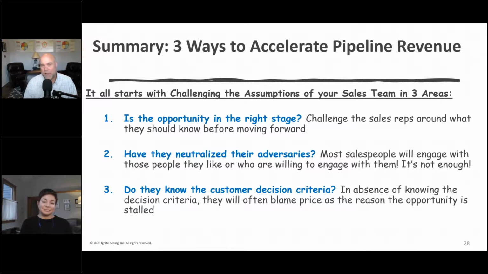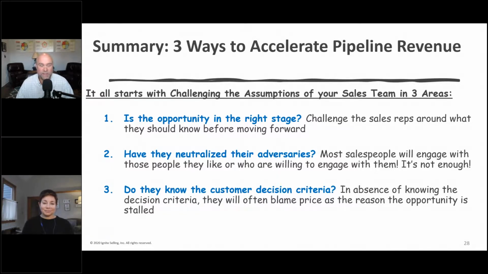So let's summarize what we talked about here today. You've heard the term assumptions from Meredith a couple of times: if we want to accelerate the pipeline revenue, it all starts with challenging the assumptions of the sales team in 3 areas. Number 1, is the opportunity in the right stage? Challenging sales representatives around what they should know before moving forward. What do they know? What don't they know? And have they done it well enough?